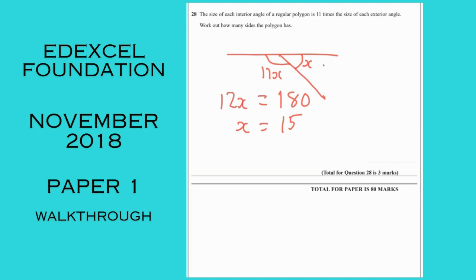What does that mean? Well, another fact about exterior angles on a regular polygon is 360 divided by the angle gives you the number of sides. Now, you might not know it offhand. Get it bus stopped. 15 into 36 is 2, remainder 6. 15, 30, 45, 60. Bosh, 24 sides.